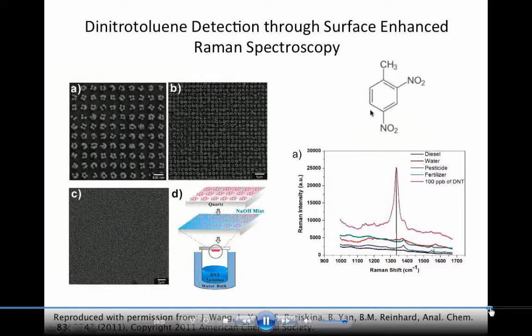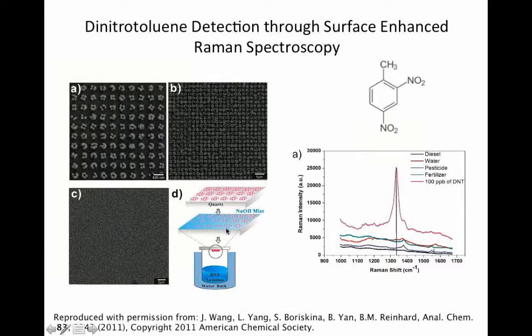Spectroscopy allows us to deprotonate this molecule, which generates a Meisenheimer complex in the solution, and as a result of that, we have a very effective mass transfer from the gas phase into the solution. If we look at the 1336 wave number band, which corresponds to the NO2 stretch, we get a very nice signal from these dinitrotoluene molecules. If we compare that with potential interference, such as diesel, water, pesticides, and fertilizers, all of these molecules give very low background.